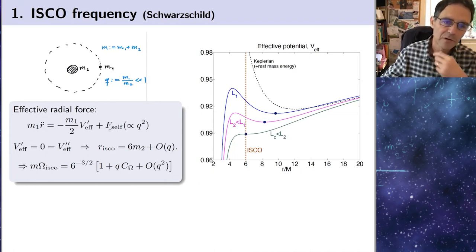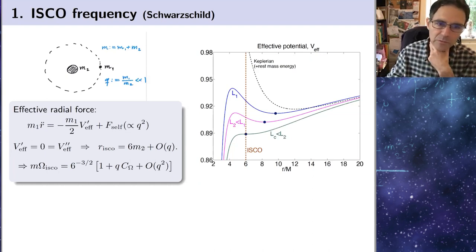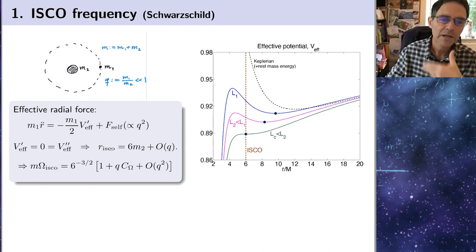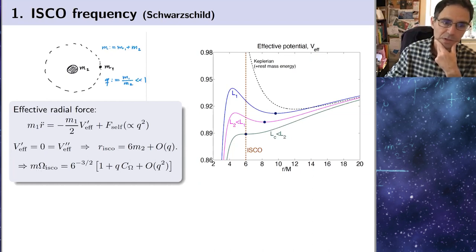Now, if you add a self-force to the equation of motion, the location of this inflection point moves by a small amount proportional to the mass ratio, and you find that the ISCO is shifted a little. Now, the shift in the coordinate isn't too meaningful because of gauge dependence, but instead you can look at the shift of the frequency of the ISCO, and you can form this nice dimensionless quantity by multiplying by the total mass.